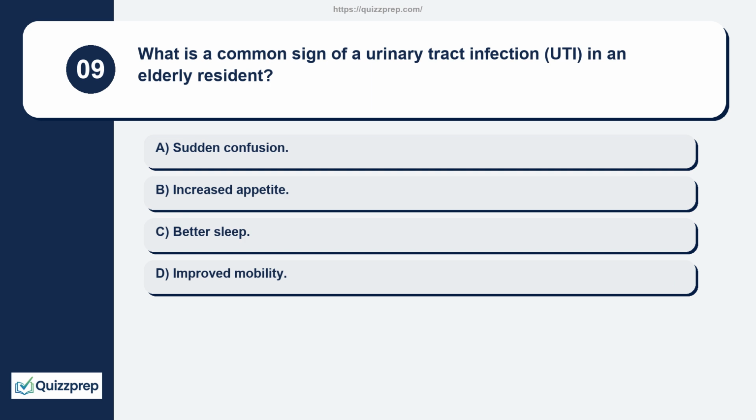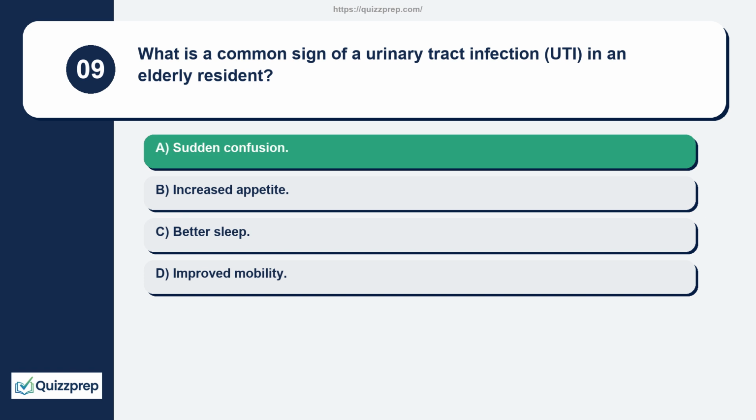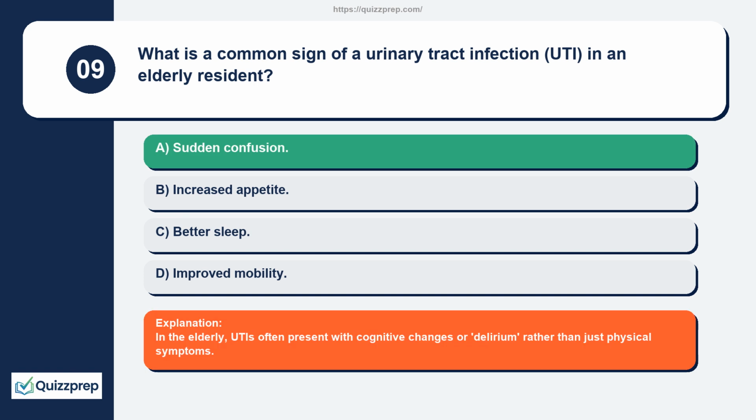Question 9. What is a common sign of a urinary tract infection, UTI, in an elderly resident? Sudden confusion, increased appetite, better sleep, improved mobility. In the elderly, UTIs often present with cognitive changes or delirium rather than just physical symptoms.